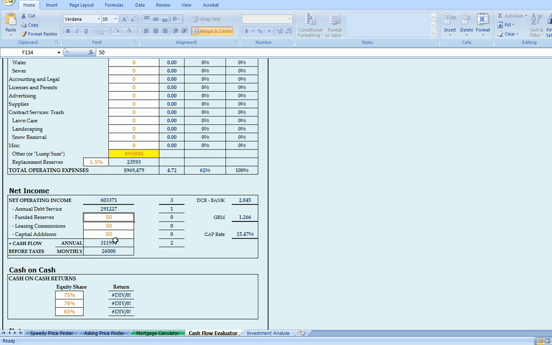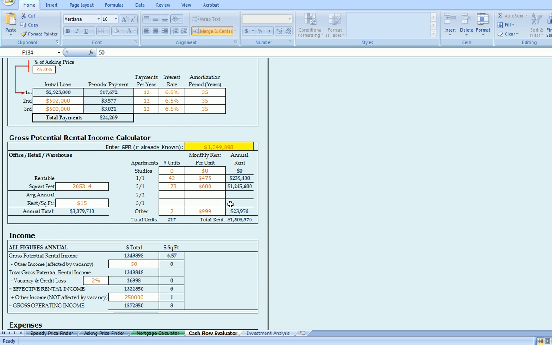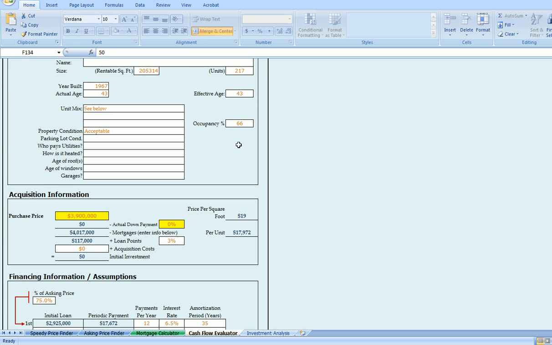Here it is. Annual cash flow is a little over $311,000 a year, and the monthly cash flow is of course broken down. It's $26,000 a month, and our DCR is 2.8, which is pretty good. If you want to get a loan these days, you need to make sure that your DCR is at least 1.25 or above. The only problem that I see with this particular deal is that it's a 66% occupancy level. Most banks will not fund you unless you have 85% or above.